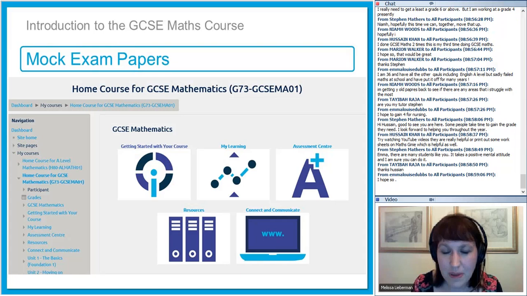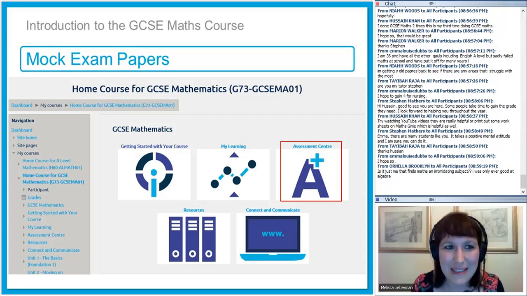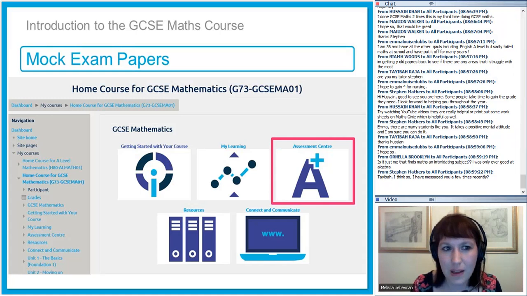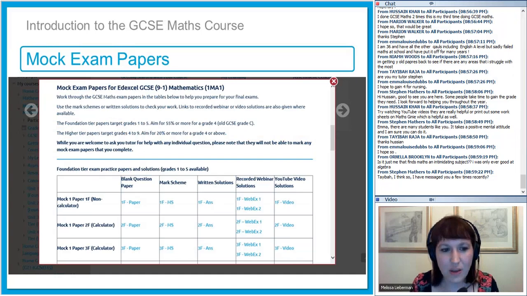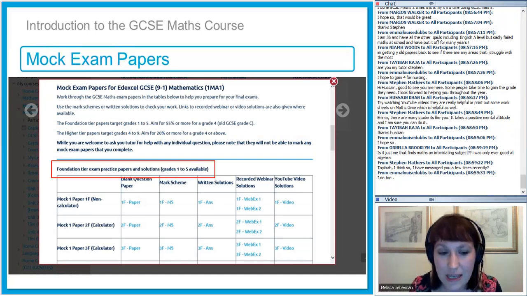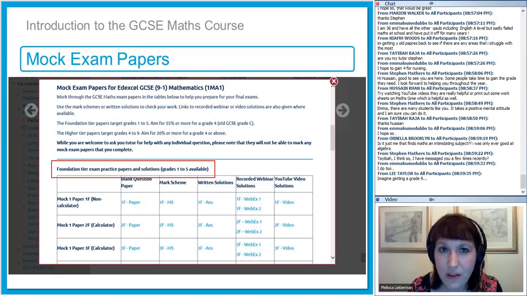If you want to try some papers, I know I've mentioned this already, but I'll just show you again. If you want to try some practice papers, or if your exams are very soon, go into the assessment centre. And then scroll down to the bottom. So you'll see the test papers there. Scroll down to the bottom of the page, and you'll see there that I've uploaded 21 papers for foundation tier. Scroll down further, you'll see 21 papers for higher tier.